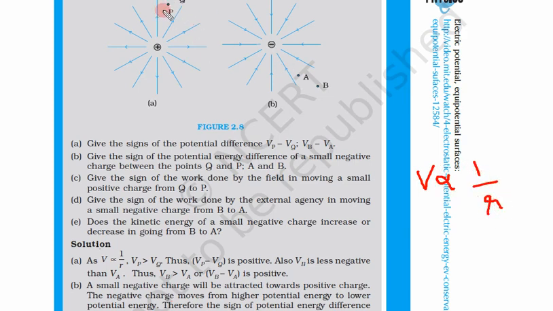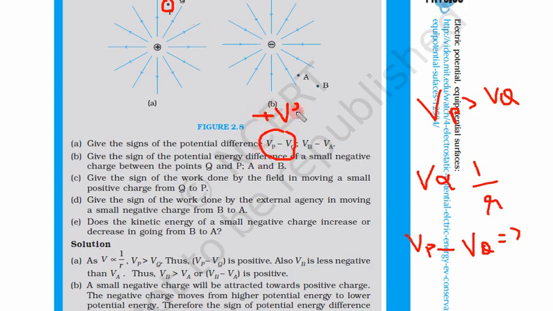So the potential at P would be higher and the potential at Q would be lower. So Vp minus Vq is always greater than 0, because Vp is higher and Vq is lower. So the sign is always positive for the first case.